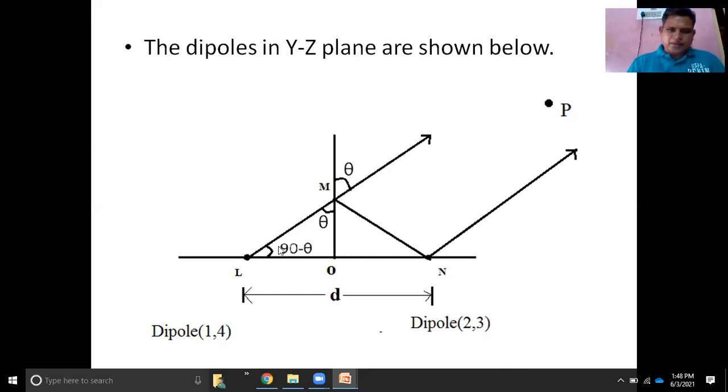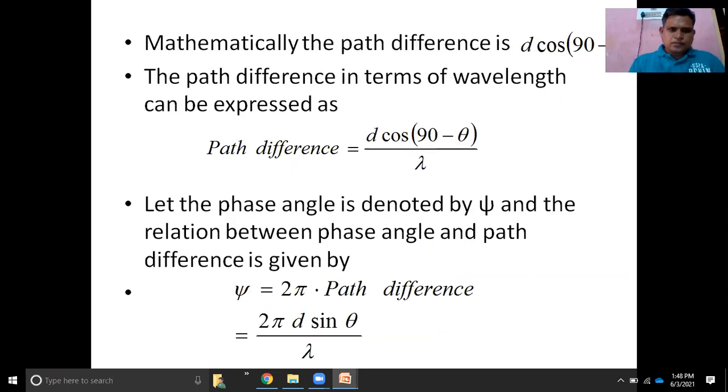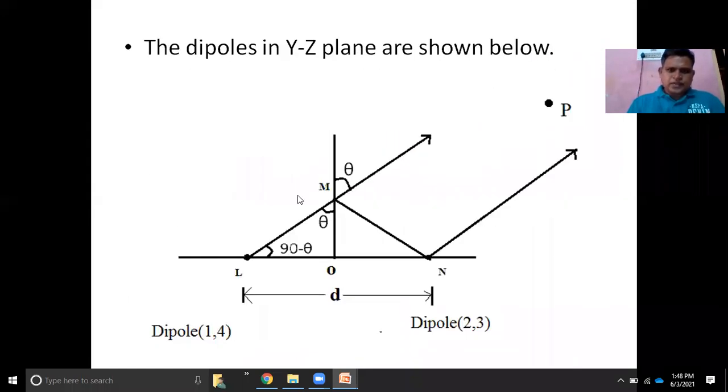What is the path difference here? Lm is the path difference. Here we can see that this is the polar angle theta. This is 90 degrees, so now it becomes 90 minus theta. We can easily calculate this Lm. In terms of D, this is D by 2. Therefore, the path difference Lm is D cos(90 minus theta). So Lm is equal to D cos(90 minus theta), as you can see.